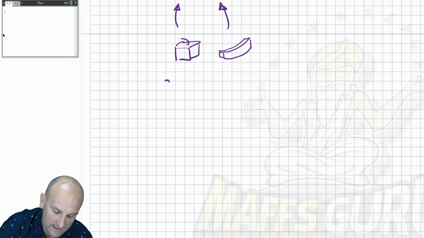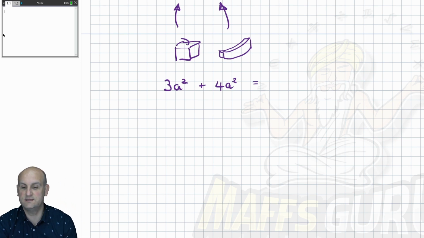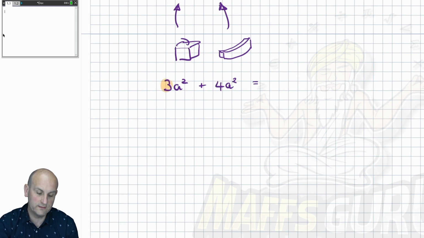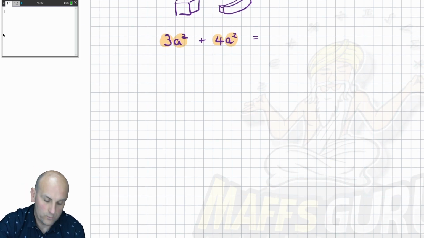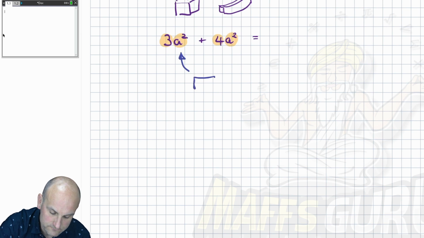But what about if I had 3a squared plus 4a squared? Can we add those together? Well, again, remember the number in front, this coefficient, just tells me how many of them there are. When we're adding them together, or subtracting them, it's really important to look for the letters. And there we have square apples.